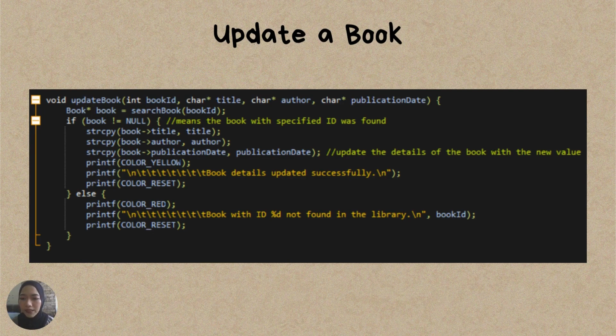Then the code prints a success message using printf with the color yellow code to change the text color to yellow before printing the message. The color reset code is used afterward to reset the text color to the default. If the book is not found, such that book is NULL, the code prints an error message using the printf function with the color red code to change the text color to red before printing the message.